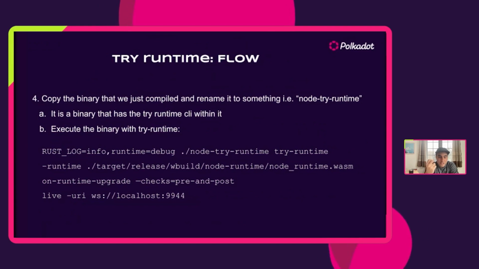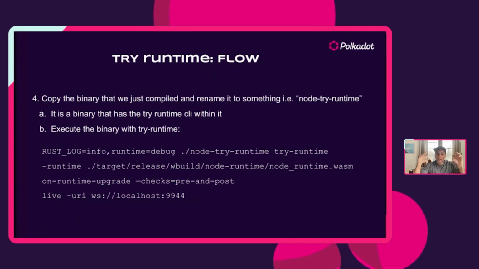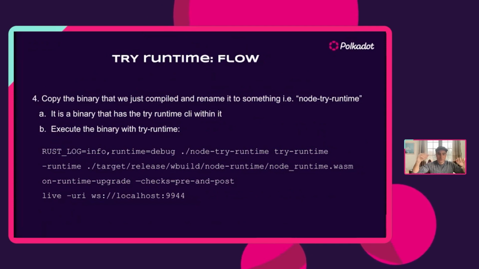With try-runtime, you have to say checks pre and post so that those pre and post hooks will run. And then you specify the chain that you're going to scrape the data from. In this case, I'm using localhost because in this example, I have the live chain running locally. But this is where perhaps you'd have an RPC to Polkadot and an RPC to your parachain. And you want to make sure on that side that you have RPC enabled on that node.